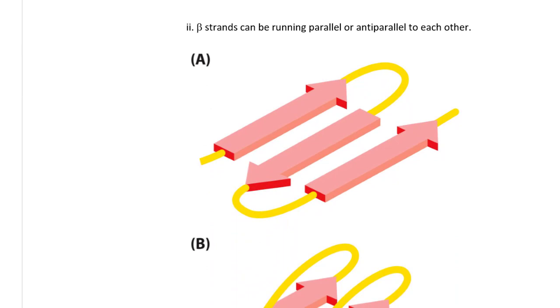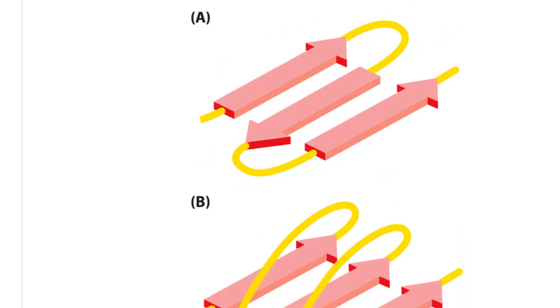So beta strands can be running parallel or anti-parallel to each other. And this is showing you the anti-parallel version, where you're starting out with, if this is a single polypeptide chain, which this is what it's showing you, it's a single polypeptide chain. If this is the N terminus right here, and this is the C terminus, then coming back, this would be the N terminus, this would be the C terminus of this beta strand, and this would be the N terminus, and this would be the C terminus of this beta strand.